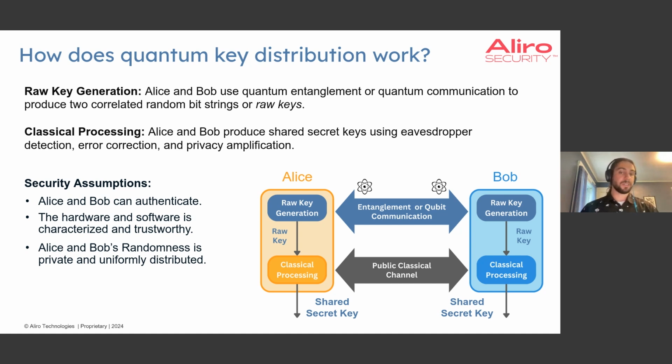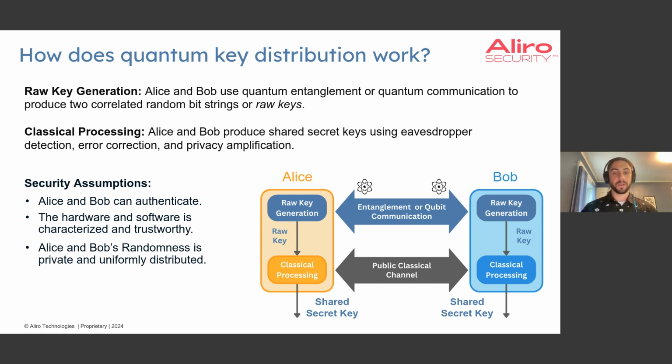Now, for key distribution to be secure and to work, there's a few assumptions that must fall in place. First, Alice and Bob must be able to authenticate each other over the public classical channel. Alice must know that they are talking to Bob and receiving messages from Bob, and vice versa. Second, the hardware and software that Alice and Bob use must be characterized and trustworthy.